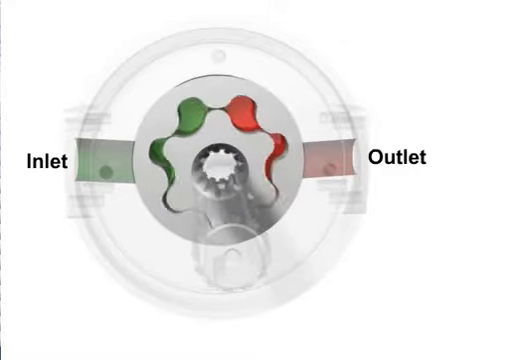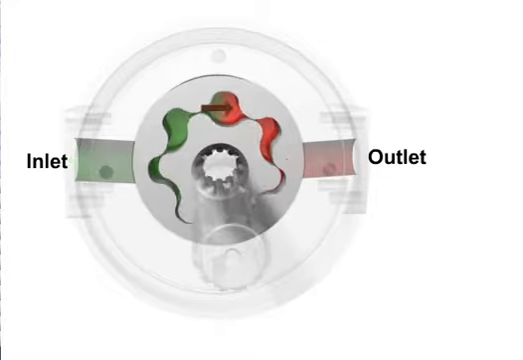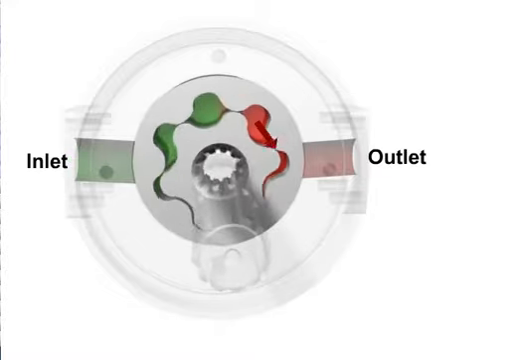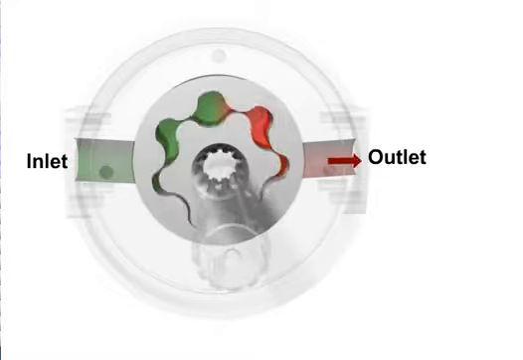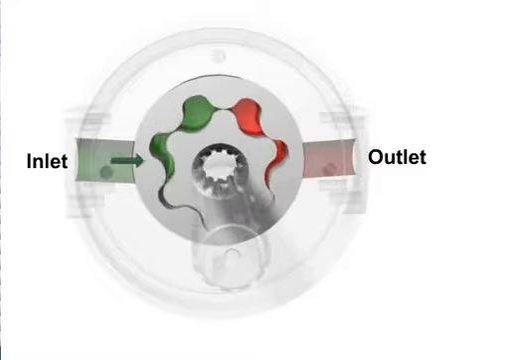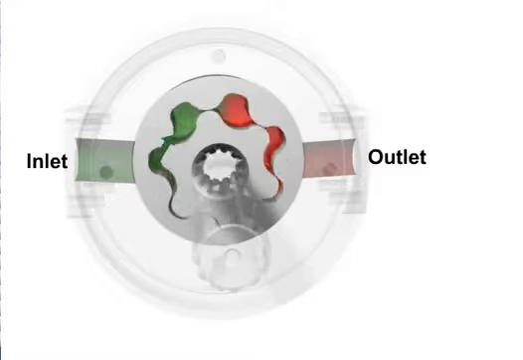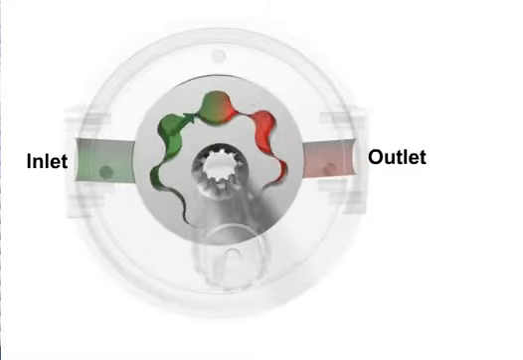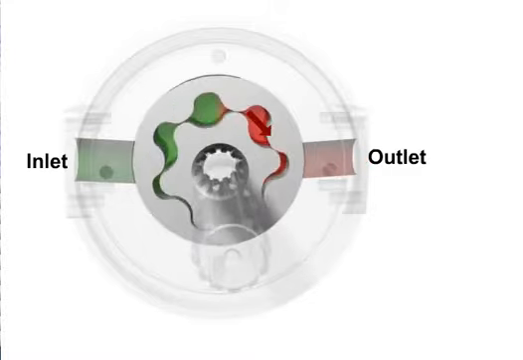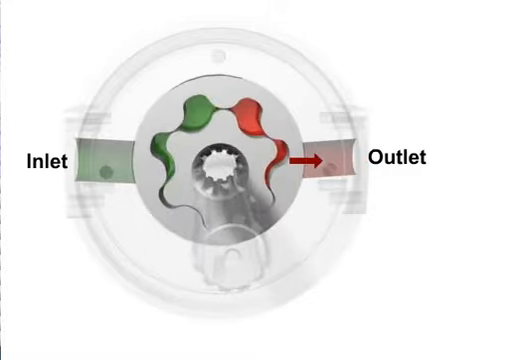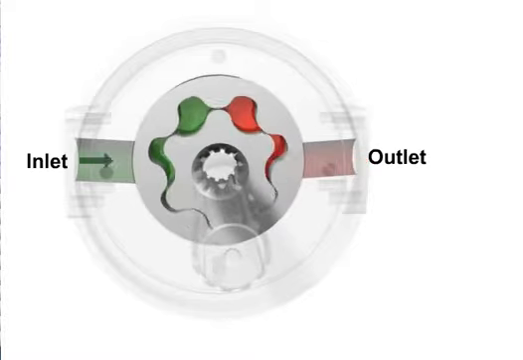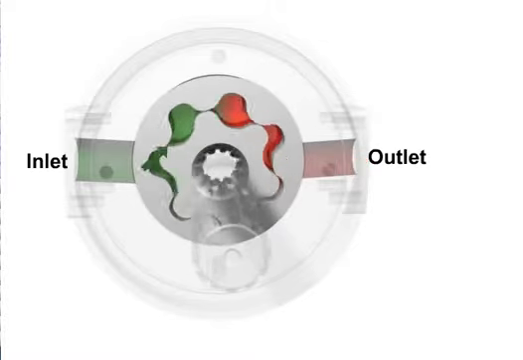As the teeth unmesh near the inlet, atmospheric pressure pushes the fluid into the pump inlet. The fluid flows through a kidney-shaped opening in the end cover to the cavity between the gears. The two gears move the fluid across the cavity, past the opposing teeth, to the high-pressure side. As the gears mesh near the outlet, the fluid is forced out the other kidney-shaped opening to the outlet.